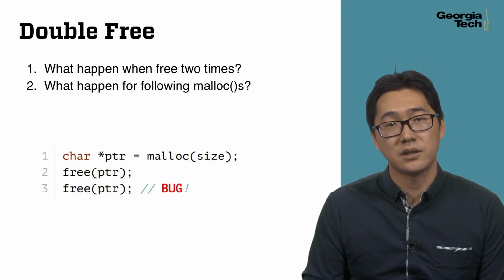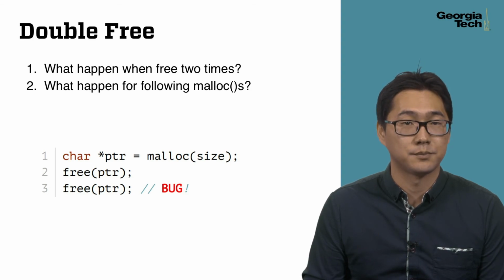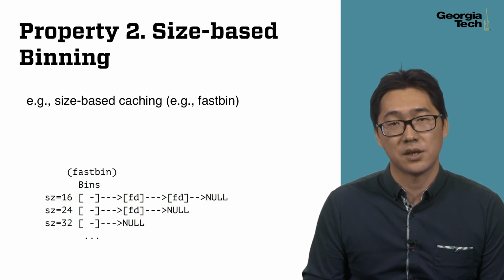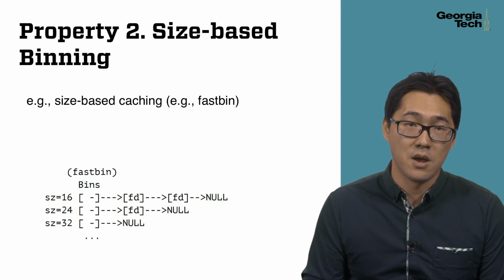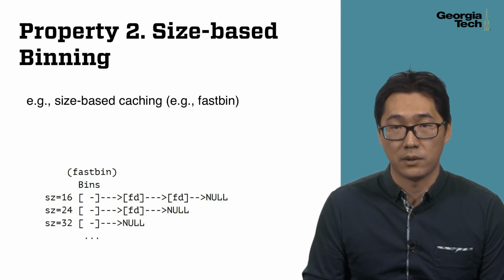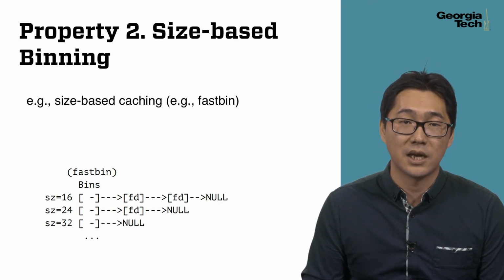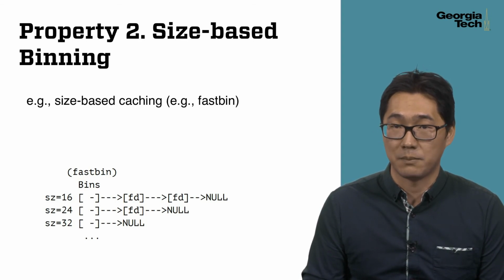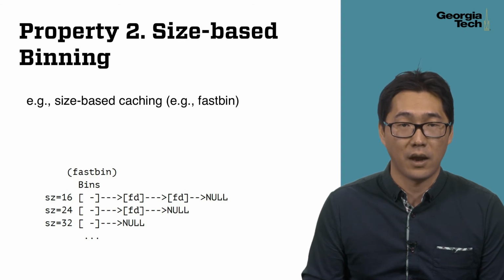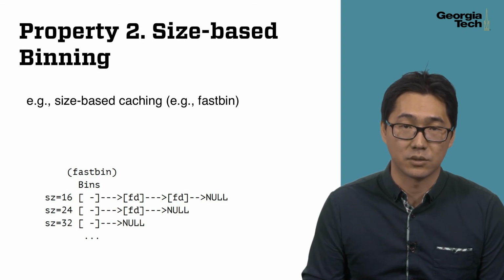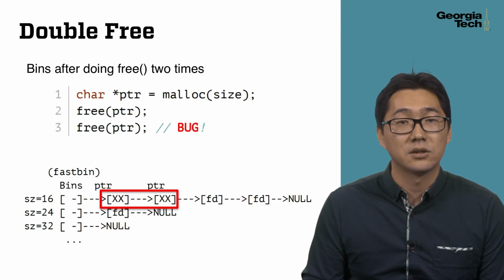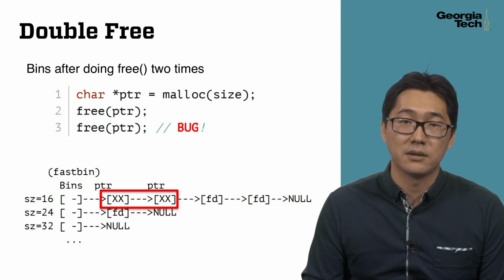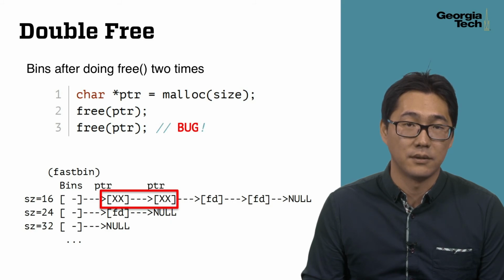It simply frees the same object two times. To understand the security implication of double free, we have to understand another property of a heap allocator, the size-based binning. It means that a heap allocator like ptmalloc caches freed objects of a similar size as a group. In a double free situation, ptmalloc caches the same object two times in the same bin.